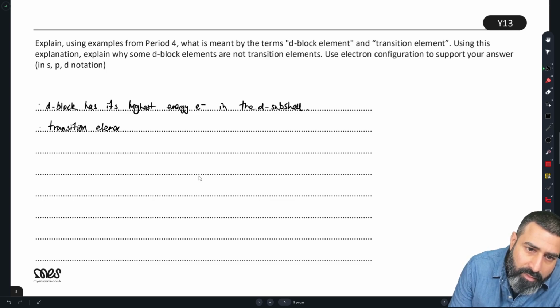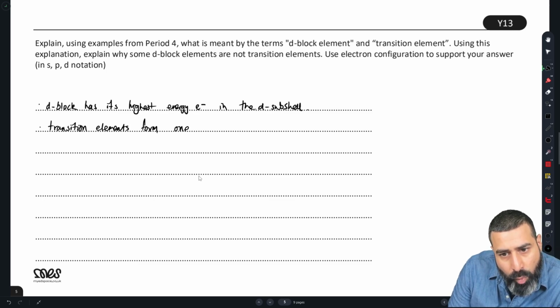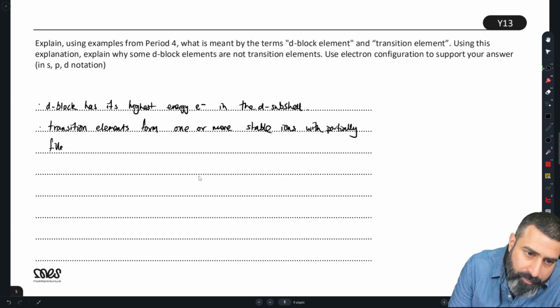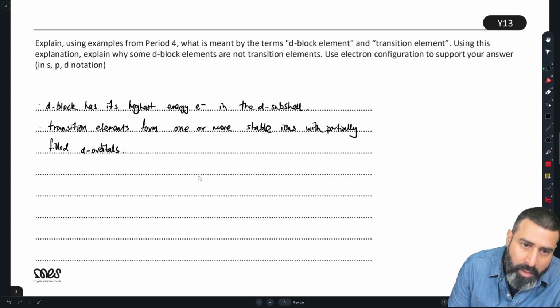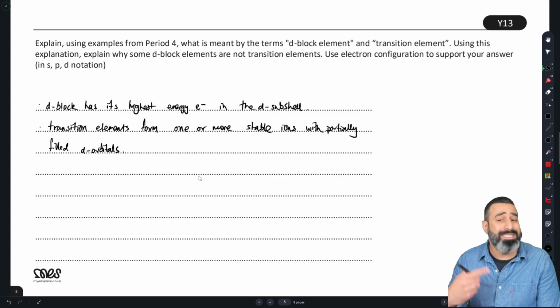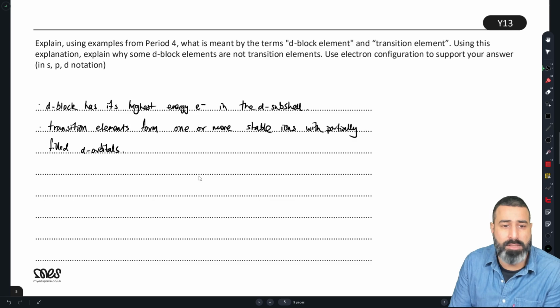Okay, a transition element. Transition elements form one or more stable ions with partially filled d orbitals. Okay, so taking that further, we're going to now show why some D-block elements are not transition elements.